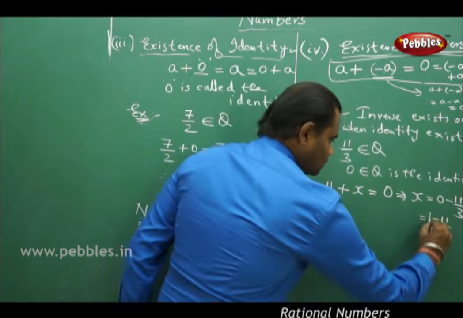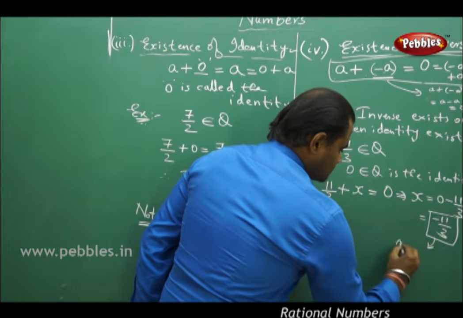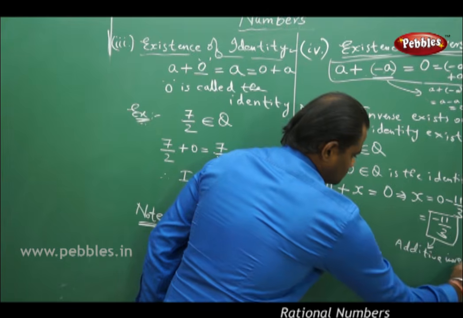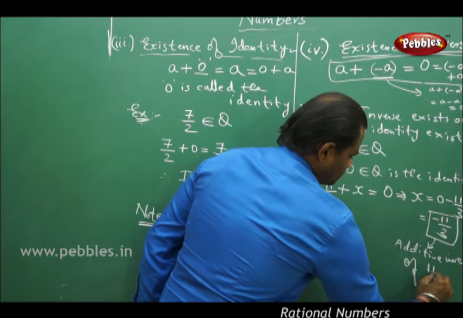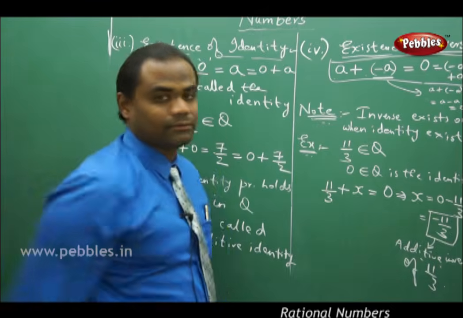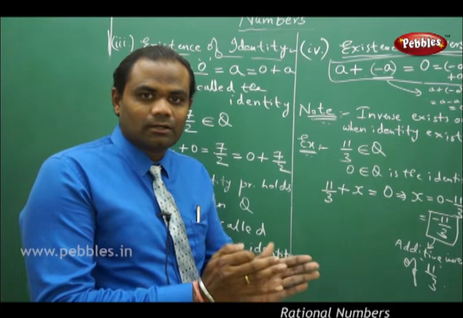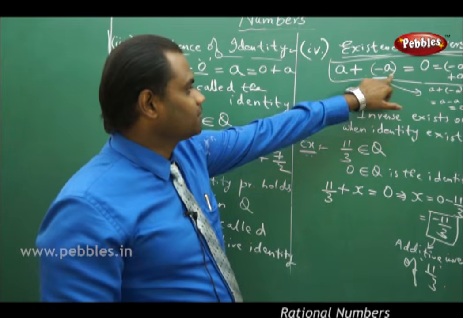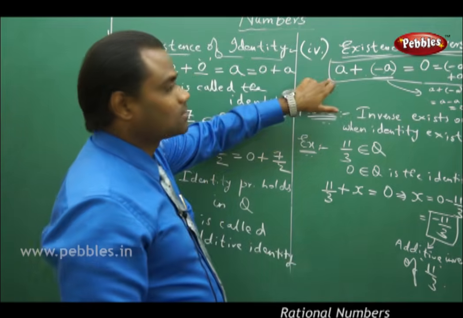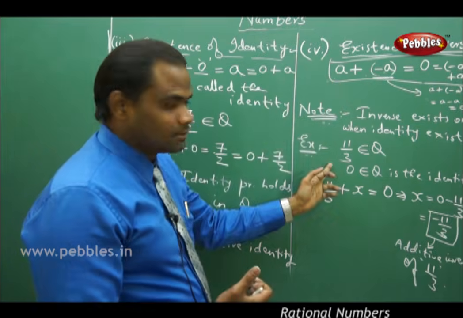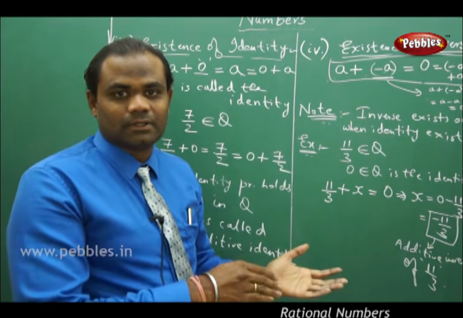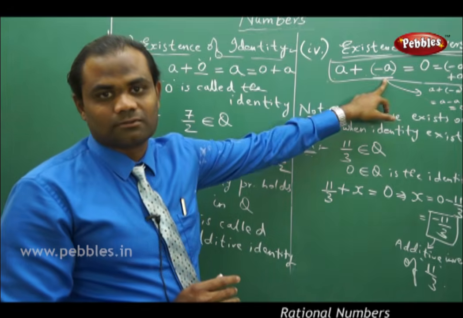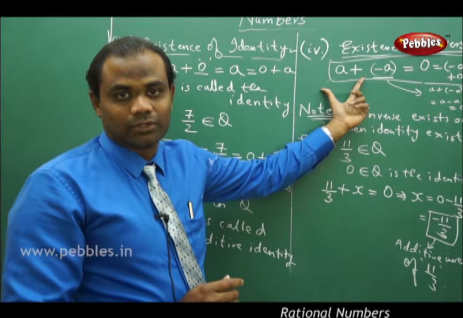So this is called the additive inverse of 11 by 3. Any number's additive inverse would be the negative of that number, because we already identified here that minus a is the additive inverse of a. So 11 by 3, its additive inverse would be minus 11 by 3. So just with a difference of sign, the additive inverse is obtained from the original a belonging to Q.